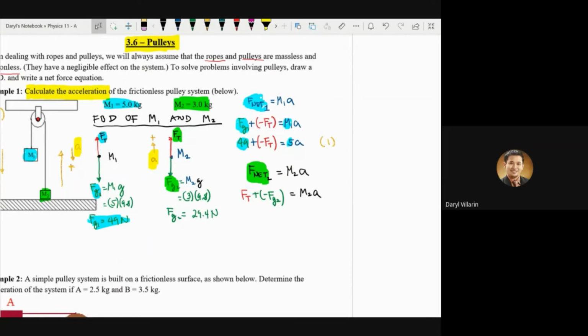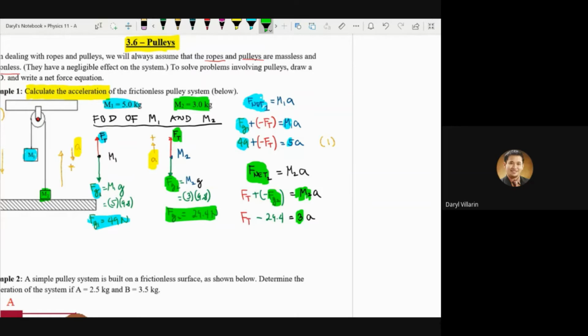So again, the magnitude of the weight of my second object is given by that. So I'm just going to substitute that one. So FG2, I'm going to substitute the value of that. So FP minus 29.4 is equal to, I've given the mass of the second object, it's 3. So I'm just going to substitute 3 kilograms and then times the A. Again, 3 there is just the magnitude of my mass.